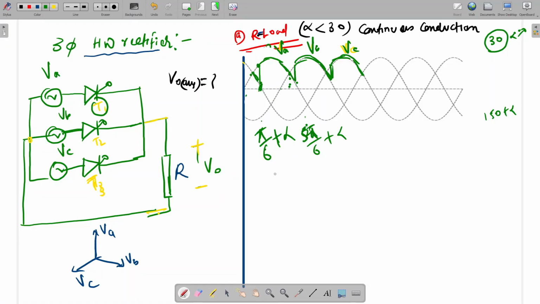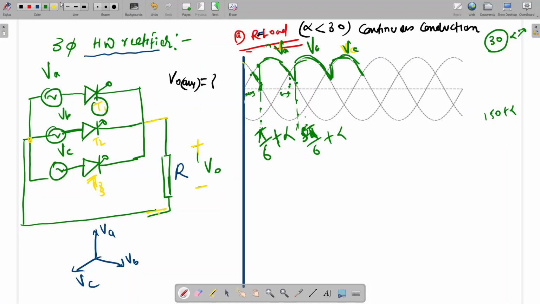Is it clear? This second point will be 5 pi by 6 plus alpha here. This is pi by 6 plus alpha. See, these two parts are 2 pi by 6, 2 pi by 6, 2 pi by 6, 4 pi by 6, and here to here 1 pi by 6. So 5 pi by 6. Here to here pi by 6. Is it clear now? Okay.